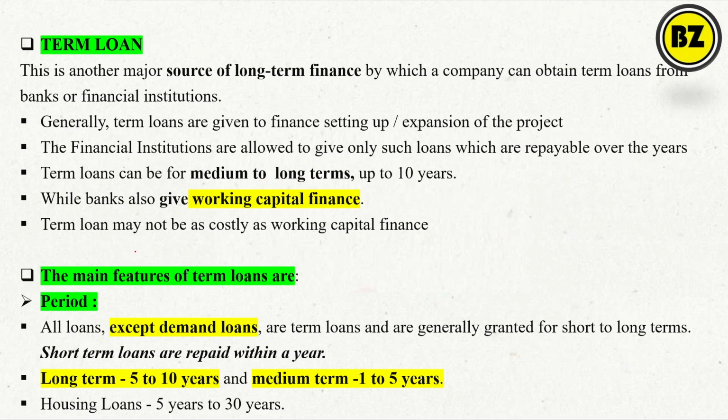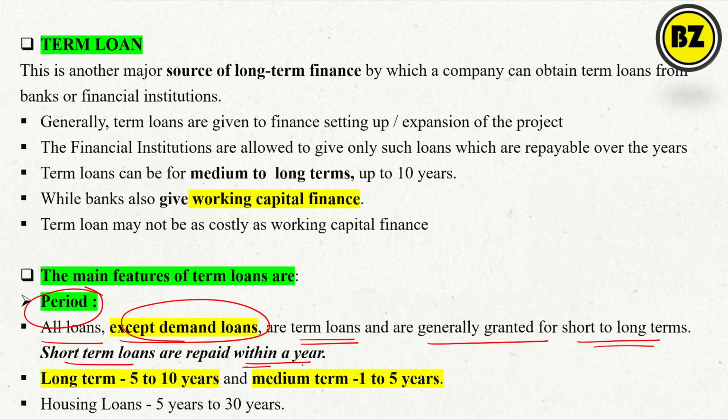Now, what are the main features of the term loan? We will see the main features. Now see, period. All the loans except the demand loan are generally term loans, right? And they are generally granted for short to long term, right? Short term means up to 1 year, or they have to pay within 1 year. That is the short term.